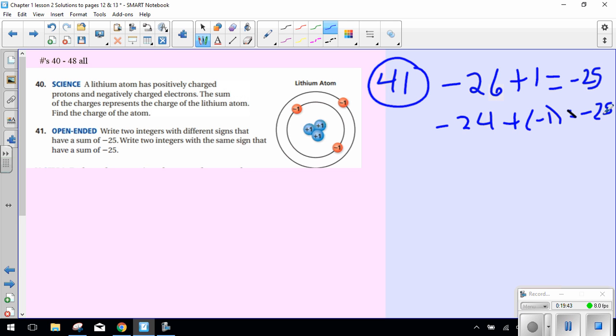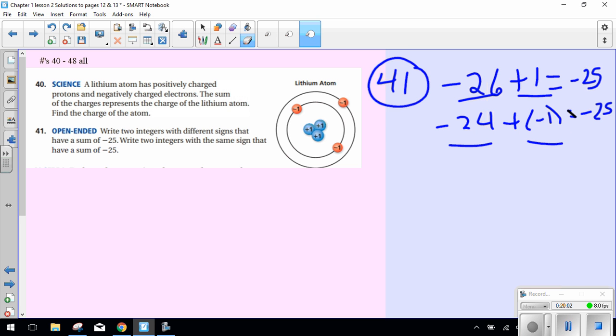I'm not sure what this extra line is that keeps coming up. Okay, they don't have to be for 41, these numbers. They can be any numbers as long as we have two different signs and two of the same signs that give us a final answer of negative 25.